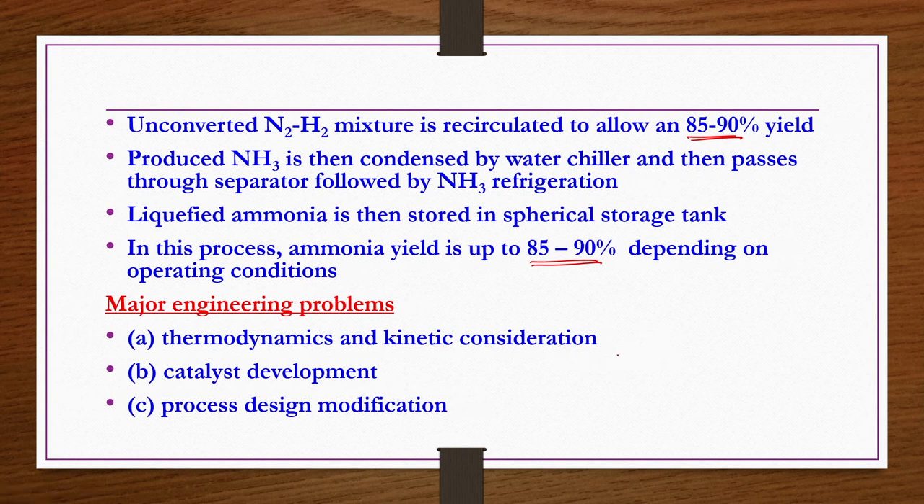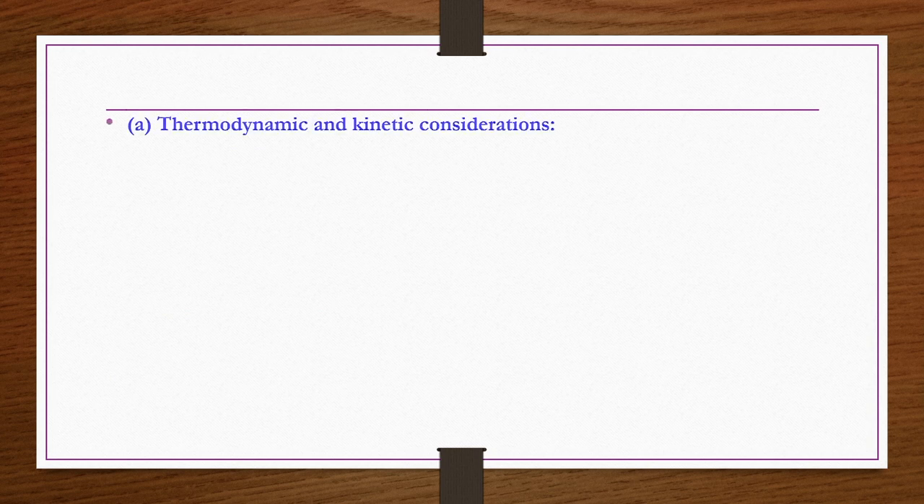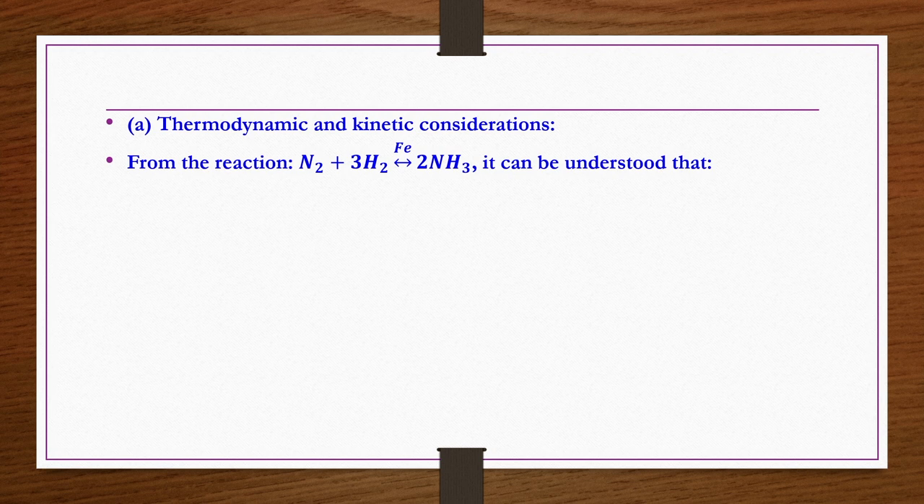Now we see them individually, one after the other. First we start with thermodynamics and kinetic considerations. Now from the reaction N2 plus 3H2 reversibly giving 2NH3 in the presence of an iron catalyst, we can understand that the equilibrium constant is proportional to YNH3, the mole fraction of ammonia squared, divided by YN2 and then YH2 cubed, right? This is what you can understand.